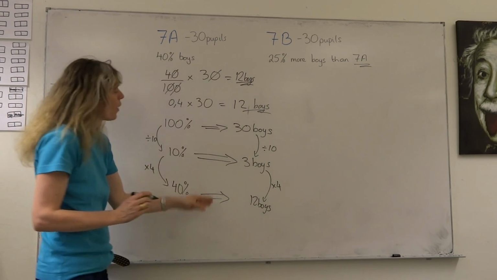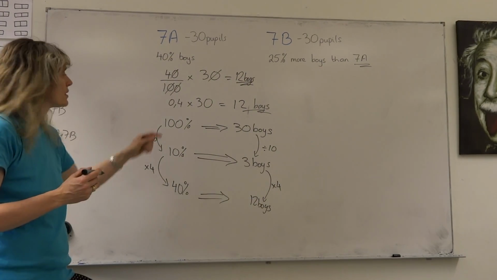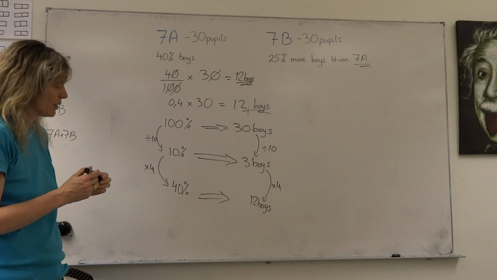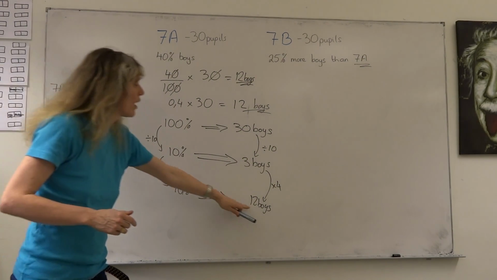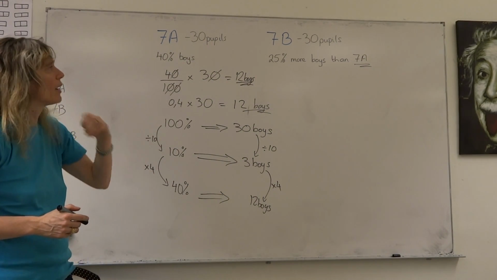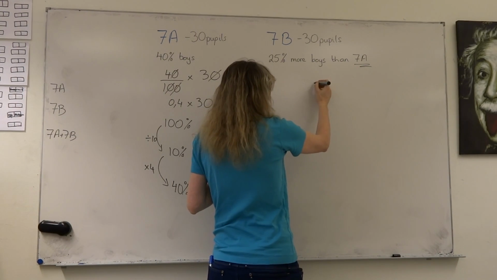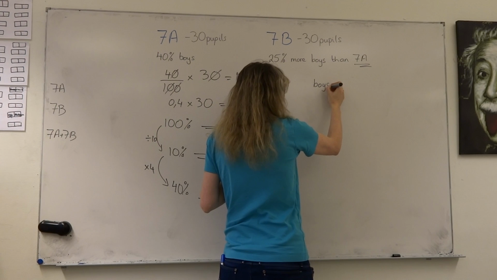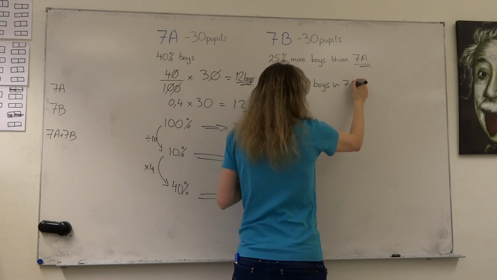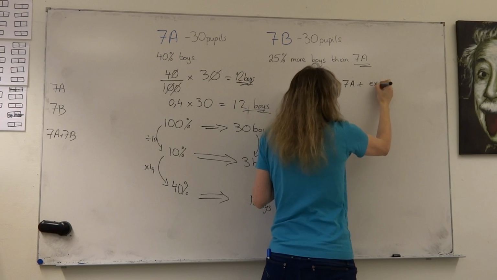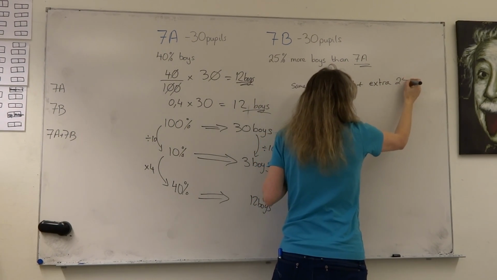So this one takes quite a little bit more space, but if this is the way that you feel most comfortable doing, it's a good way to continue practicing. So we know now that we've got 12 boys. What do we know about 7B? Well, we know that they have the same number of boys as in 7A, plus an extra 25%.